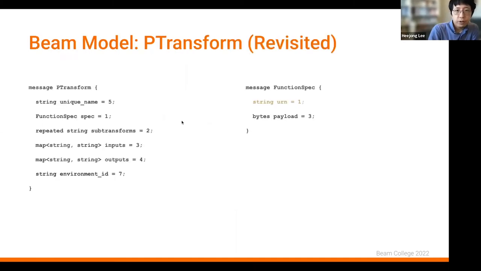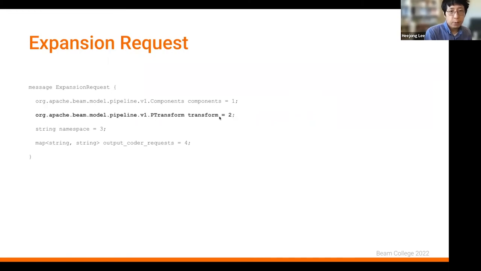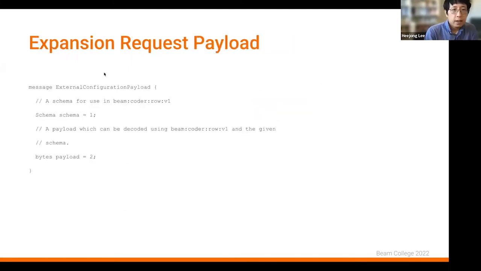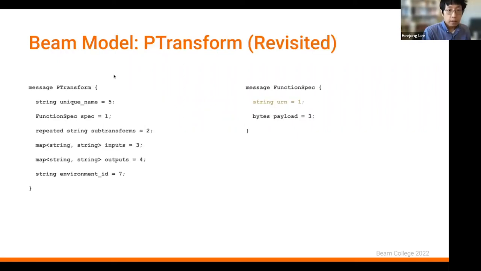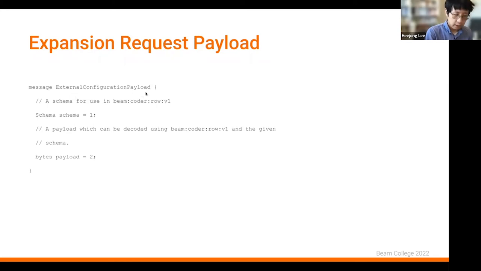The PTransform I just showed you, here is the same slide. The PTransform message actually has a function spec, and the function spec has a URN. We use this URN to specify which external transform you want to use, what you want to request. So this PTransform field specifies that we want this transform, and the components mean we want to use this input. And in the payload field of the function spec, we define the external configuration payload, which is mostly used for external transform expansion.